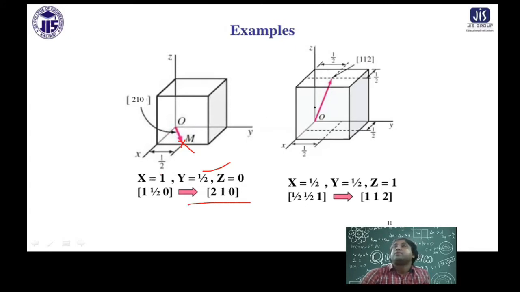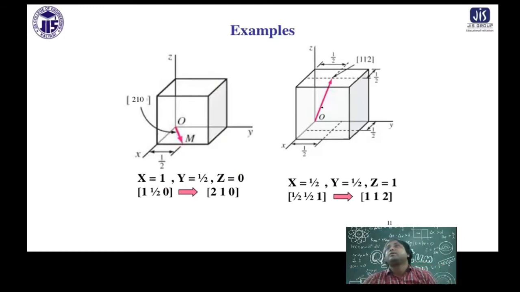Another point you see, x is half, y is half, z is 1. Okay. So if you take the common multiple, 2 into half is 1, 2 into half is 1, and 2 into 1 is 2: 1, 1, 2. This is the way we calculate it actually. Any point you can define.